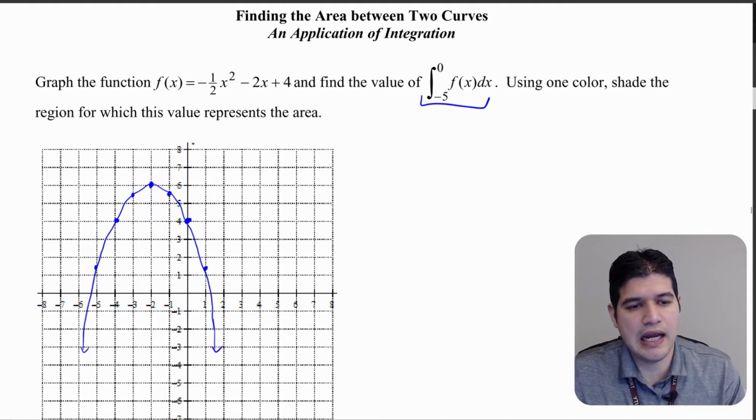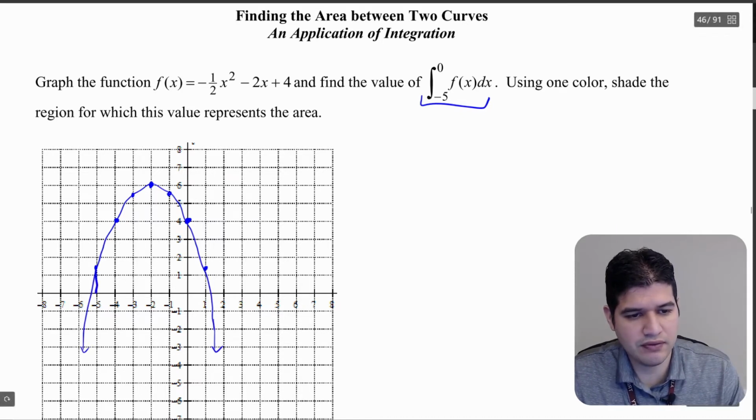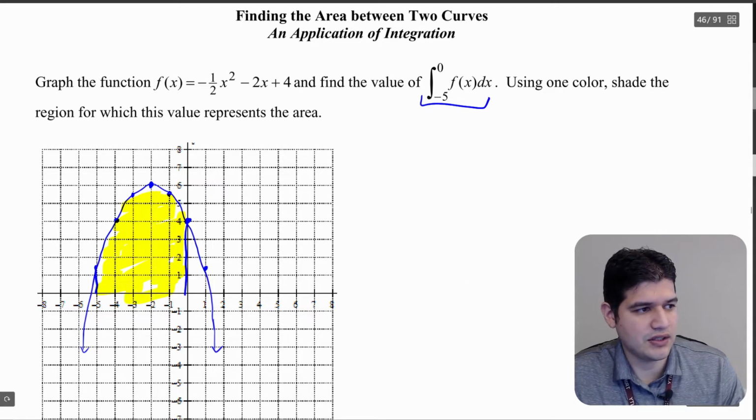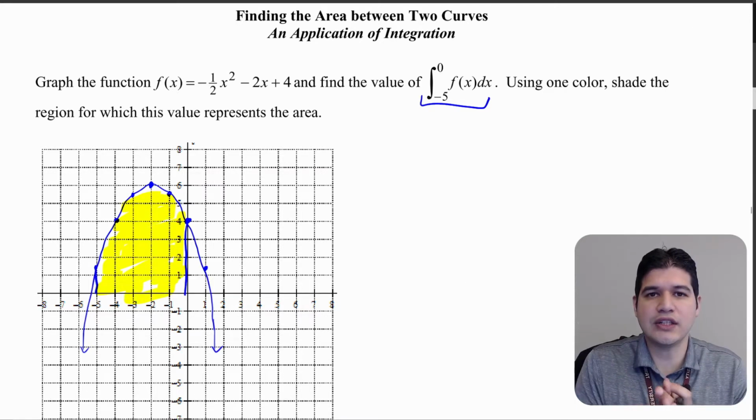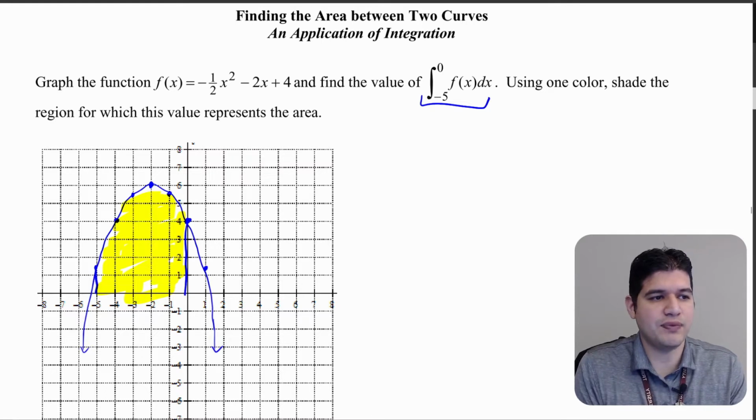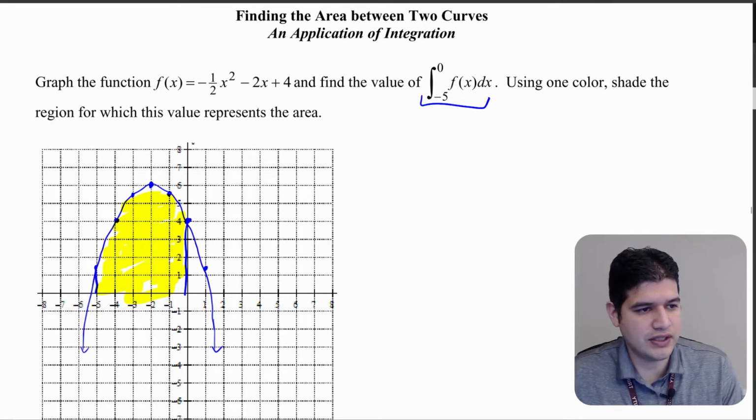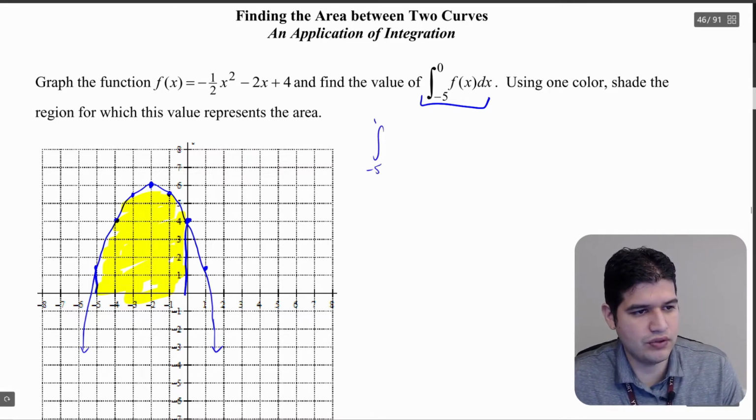And what is this area that this is supposed to represent? Well, we're going from -5 over to 0, and we're going to shade this in. So it's going to be everything right here, all the way down to the x-axis. Let's find the value from -5 to 0 of f of x dx. That's the integral from -5 to 0 of -1/2 x squared minus 2x plus 4 dx.